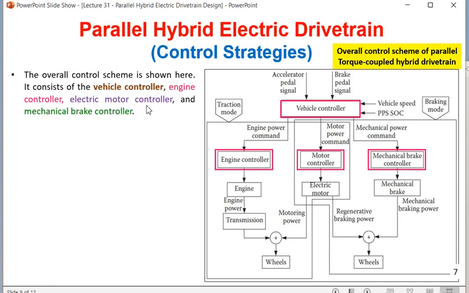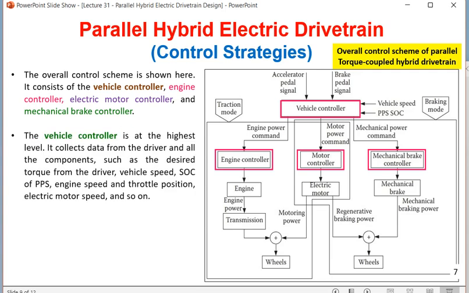So I can ask the whole control strategy of a parallel hybrid electric vehicle. You have to explain these two slides, and all the blocks you have to explain. So if I ask in control strategies, basic block diagram scheme wise, this diagram you have to show. Vehicle controller is the highest level, so I told you this is the master, and there are three slave controllers, which are engine controller, motor controller, and brake controller.